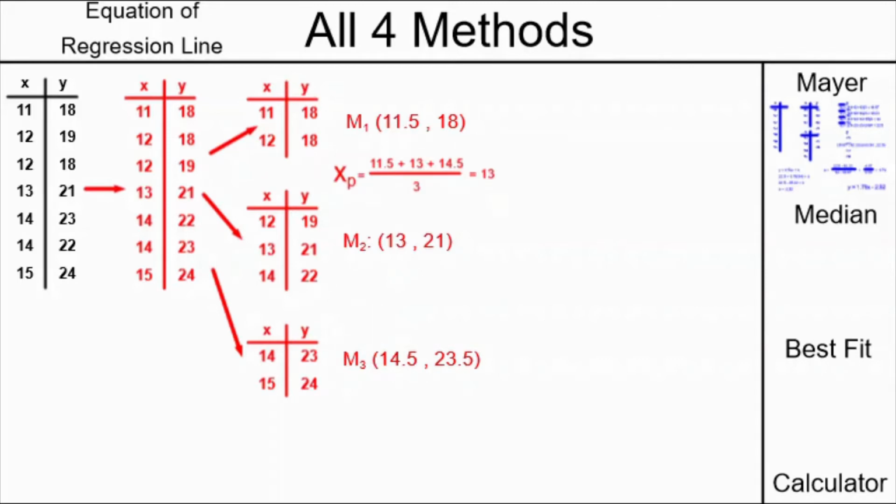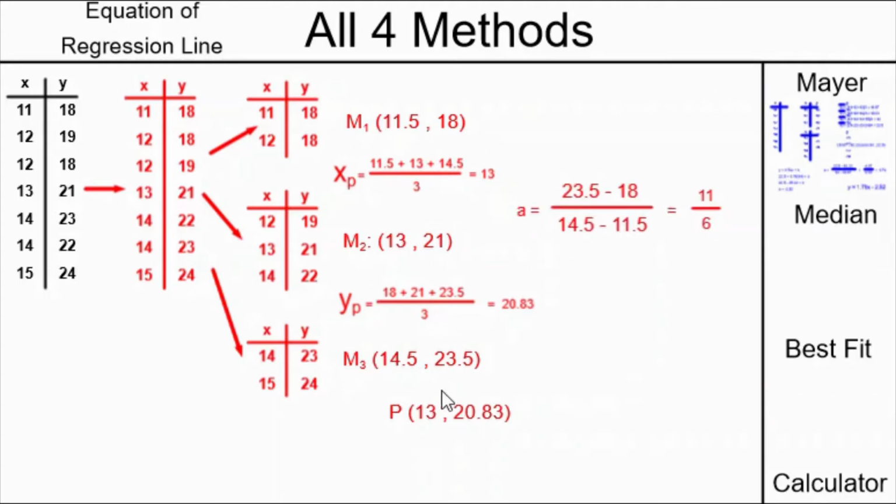Now I need to find the point P, which is found by finding the average, the mean, of the 3 x values of M1, M2, and M3. The x coordinate of point P will be 13, the average of 11.5, 13, and 14.5. I find the y-coordinate the same way, using the y-coordinates of the 3 median points. My point P has an x-coordinate of 13 and a y-coordinate of 20.83.